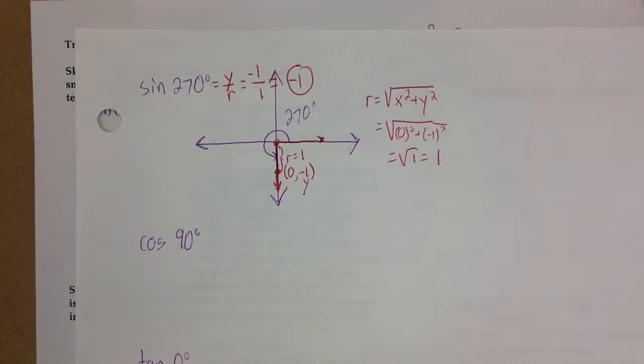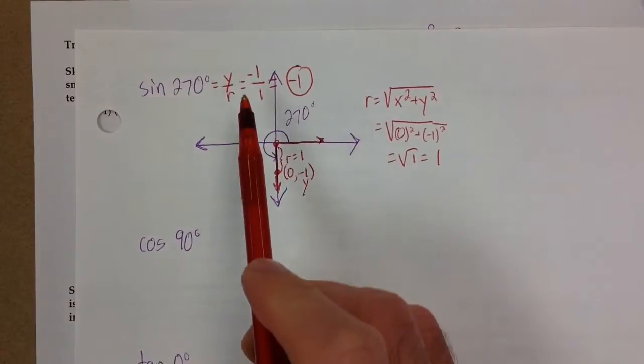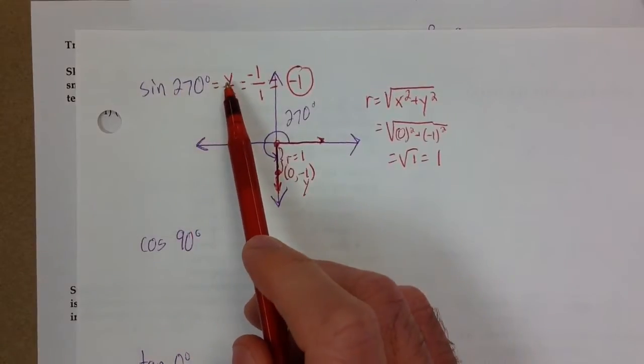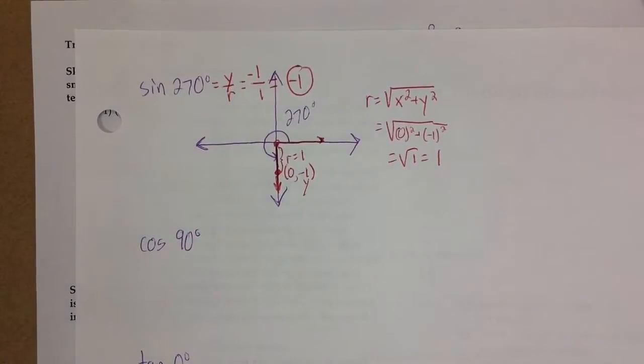Okay. Any questions on that process? Yes? Do you recommend memorizing for each sine, y over r, cosine? I do. Yes. I recommend memorizing the trig definitions in terms of x, y, and r. I think that will make you more fluent.